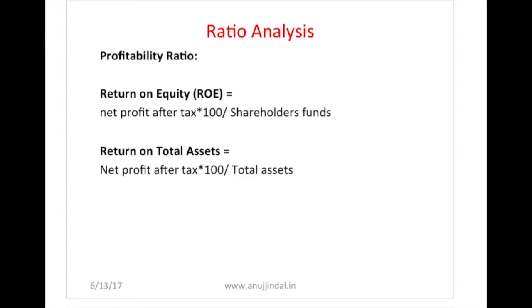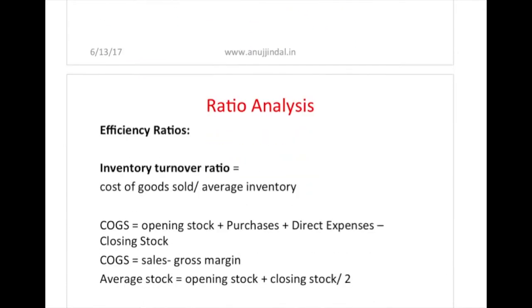The next is return on equity, ROE. Very important again. Net profit after tax into 100 upon shareholders funds. You already understood how to find out shareholders funds. Net profit after tax is all kinds of profits left after every kind of expenses being paid out to the person or enterprise concerned. Return on total assets is net profit after tax again into 100 upon total assets. Not shareholders funds. We have total assets here.